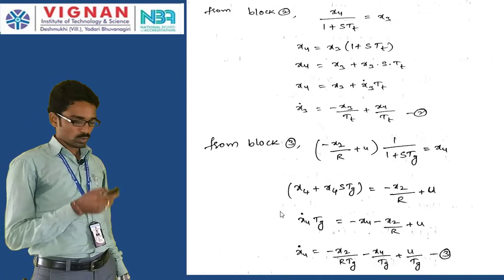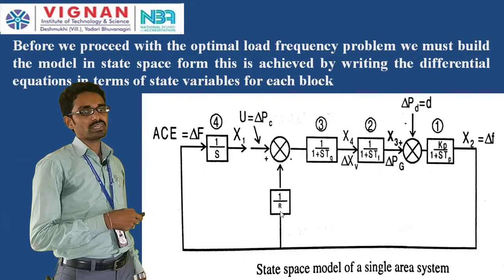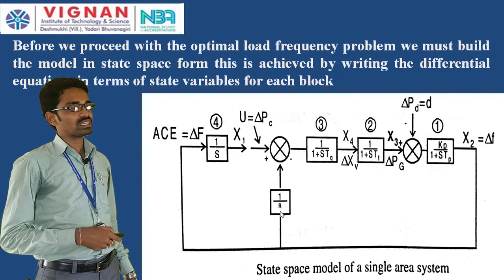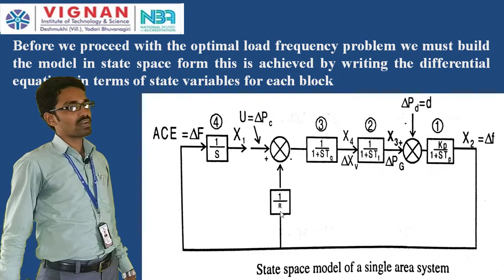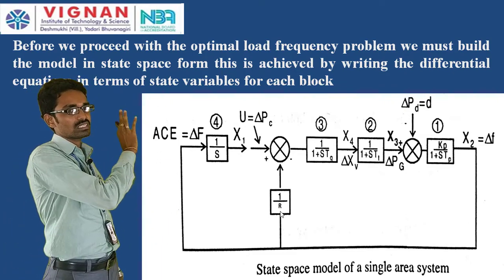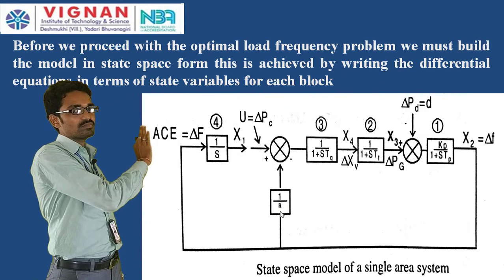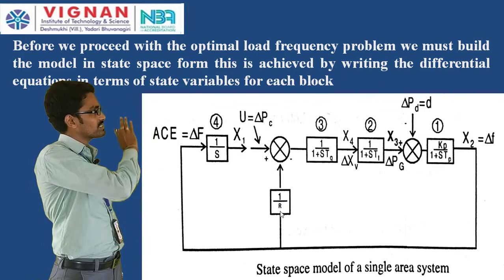Then from block 4, what is block 4? Block 4 is nothing but the integral controller, whose input comes from delta f. Delta f is nothing but what?